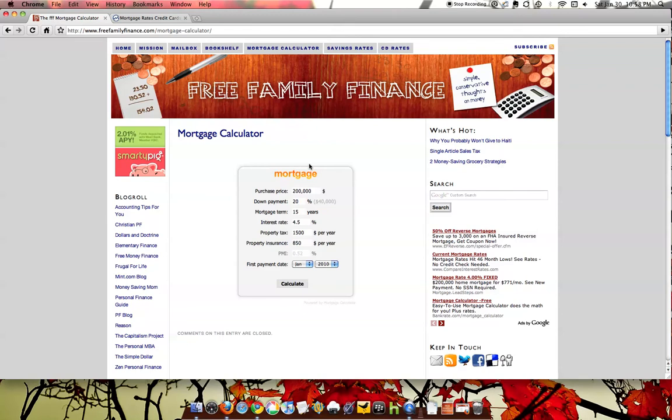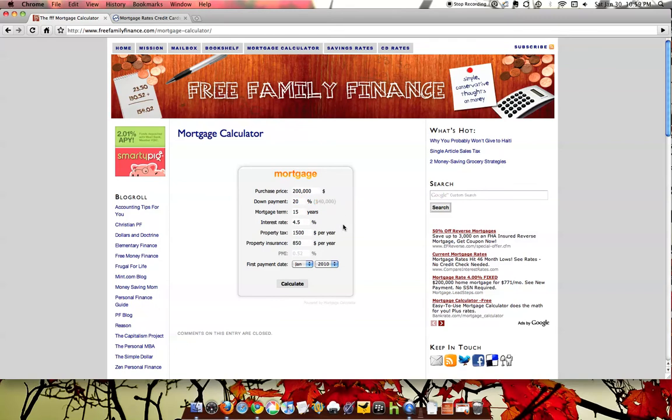For this example, we're going to assume we're going to buy a $200,000 house, pretty decent house. We stuck that in the purchase price field. We're also going to assume we put a 20% down payment down on that house. That is going to work out to be this $40,000 number you see over here to the right.